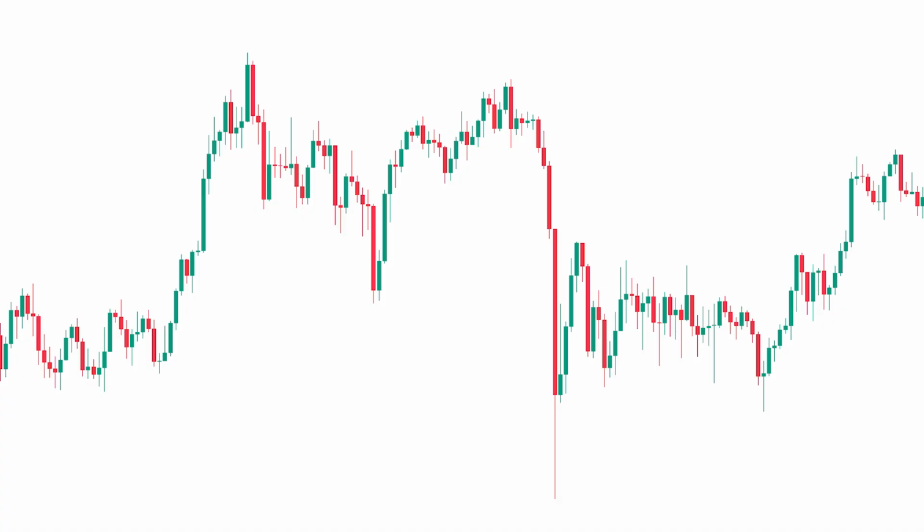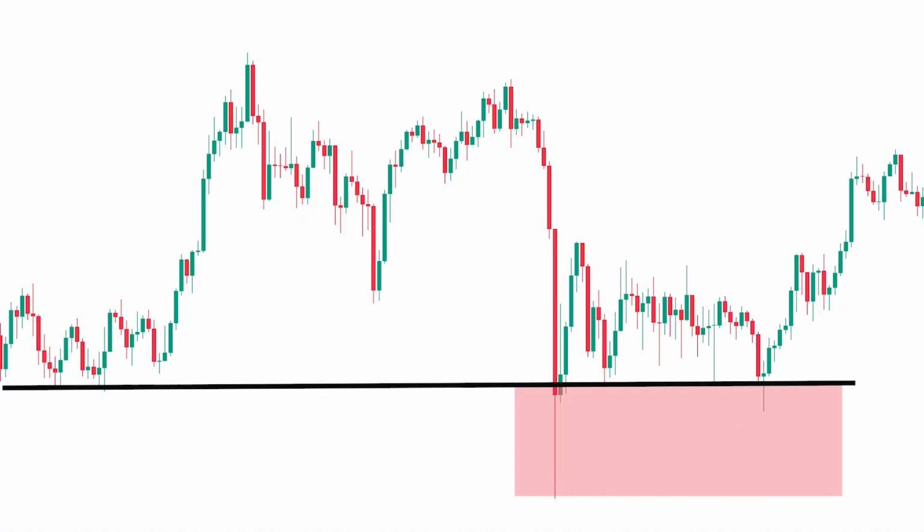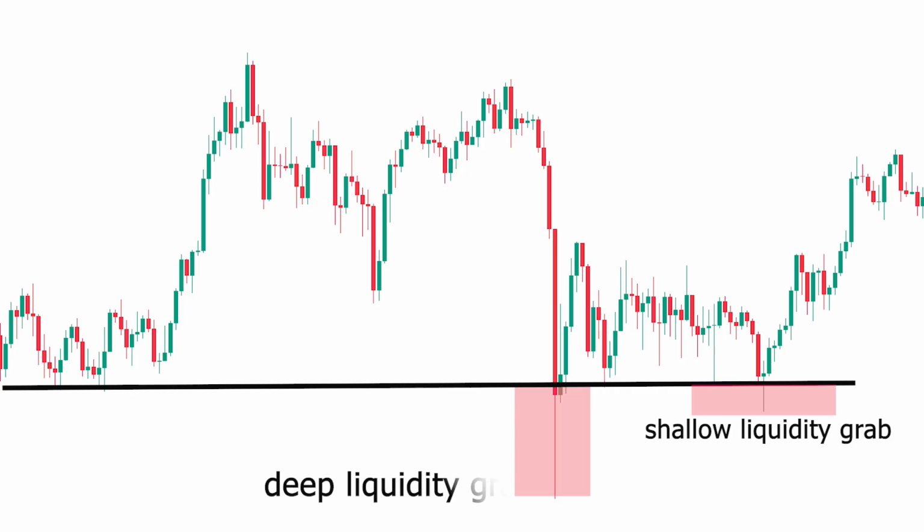Bigger sweep doesn't mean bigger liquidity. Rule number 2. The market usually takes only as much liquidity as it needs. Many traders expect every liquidity grab to make a deep move below a higher low, but that's not always the case. If enough liquidity is sitting just below a level, price may only dip slightly, trigger stop losses, and quickly reverse. If that sweep isn't enough, price may continue lower until it finds more liquidity. That's why some liquidity grabs are shallow, while others are much deeper.